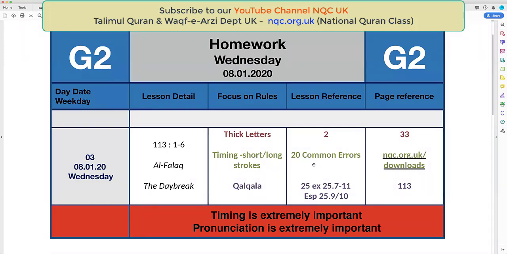The timing, if you want to, you can go to nqc.org.uk, go to downloads, and you'll be able to download a sheet which will give you some instructions on timing. And Qalqala is in lesson 25, exercises 25.7 to 11. We focused in particular on this exercise because that concerns the Qalqala that was in practice today. That's on page 113. We would like you to practice this surah, pay attention to all the things that we pointed out and that other students also were finding difficult. Practice, and then inshallah tomorrow we will move on and we will revise some more rules.